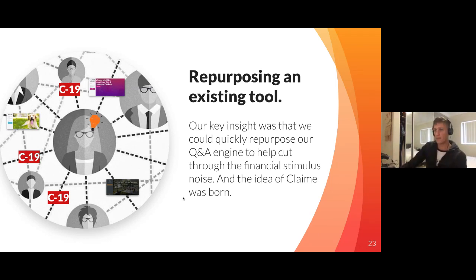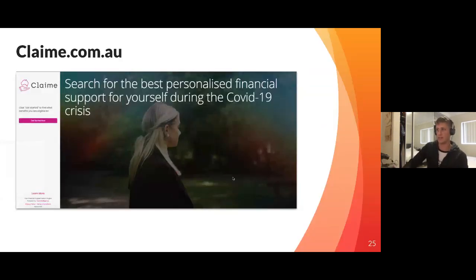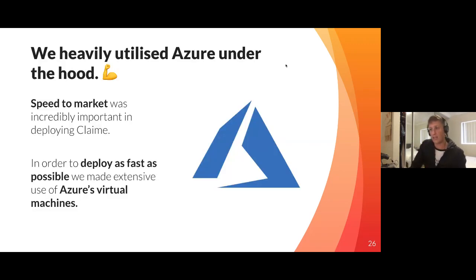So just quickly walking through Claimy. Again, it's a tool to help Australians get the right financial stimulus package support, both for individuals and SMEs. We made heavy use of Azure to deliver Claimy. And the key thing I want to talk about with regards to Azure is that for us, speed to market was the most important thing, because you had so much information coming in. So it made sense to provide a tool that allowed all this information to be passed neatly and effectively to individuals, to help them figure out what they needed to do to get that financial aid.